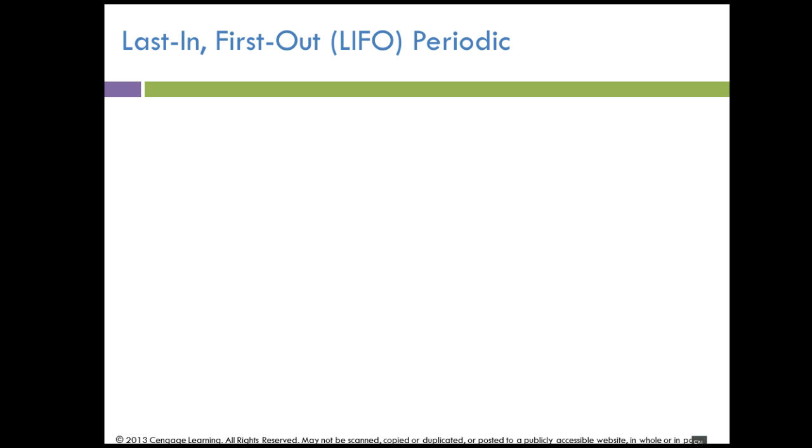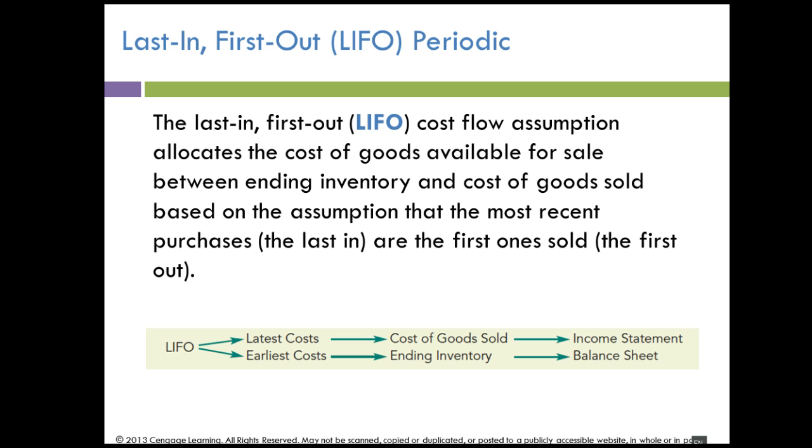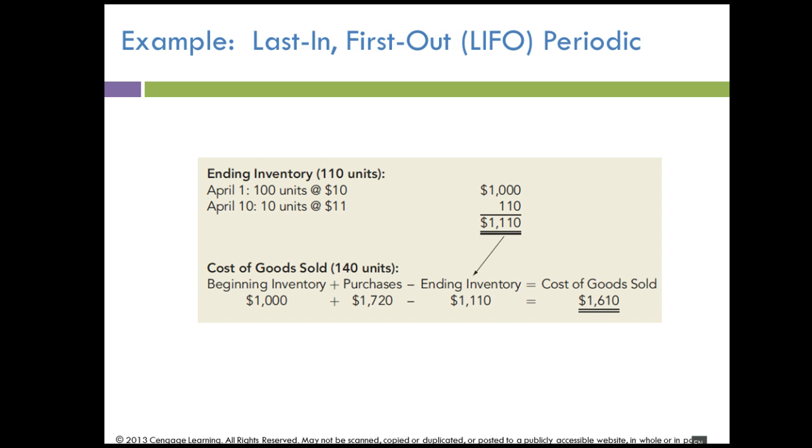Now, there's another method out there called LIFO. LIFO is when we take the last items to be the first out. When we're dealing with periodic, remember we're not going to count our ending inventory until the end of the period. So under LIFO, we are going to show the newest costs to be the first that were sold, and then the oldest cost or the earliest cost will be in our ending inventory.